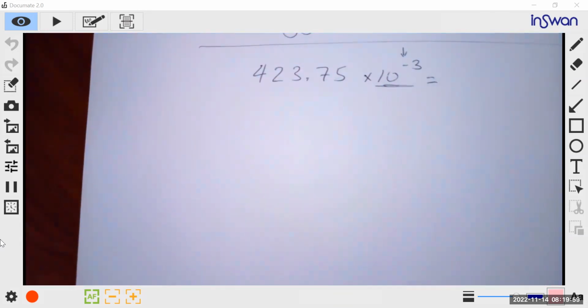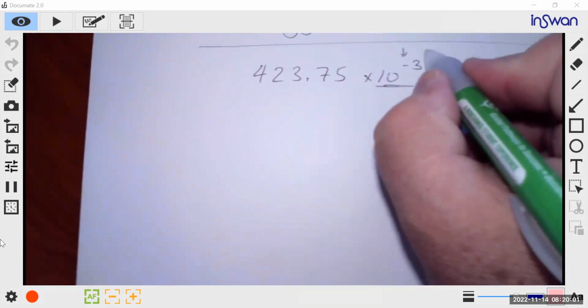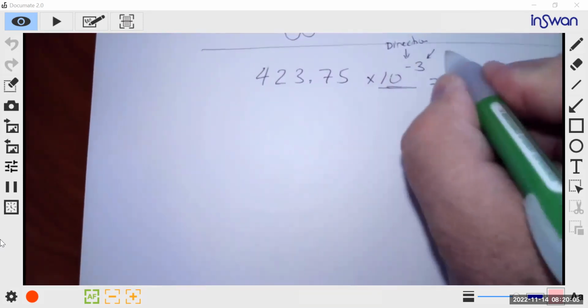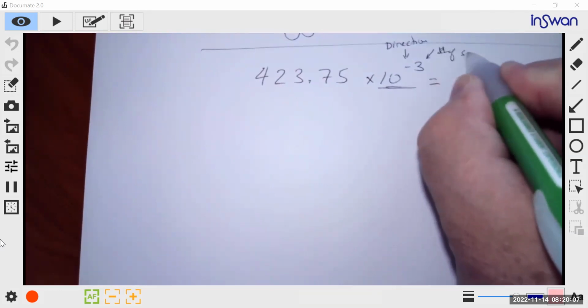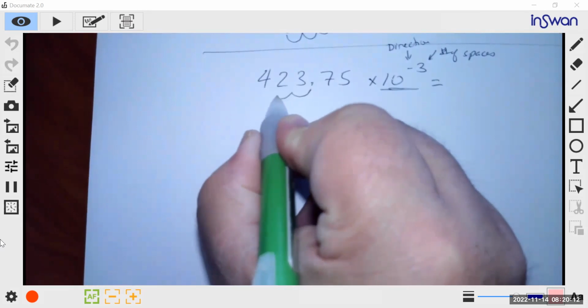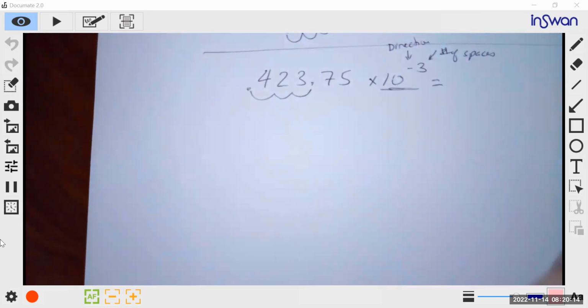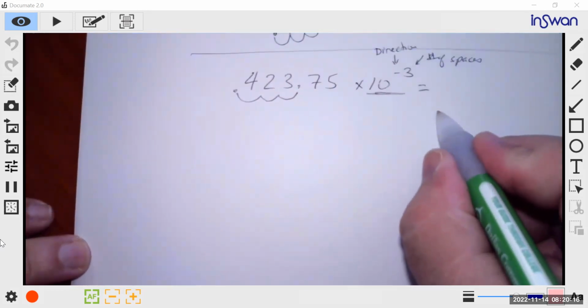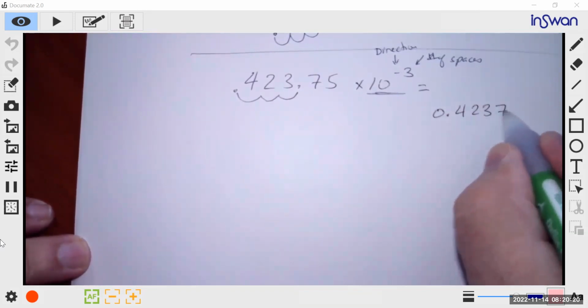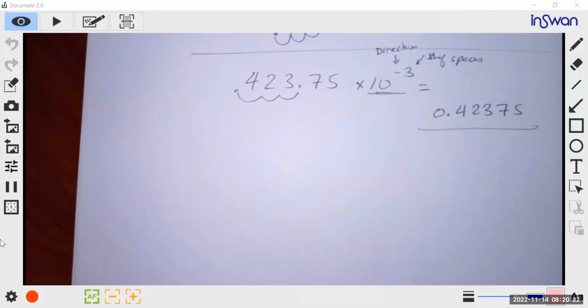How many spaces? 3. This tells you the direction. This tells you the number of spaces. So from here, I move it 3 to the left. 1, 2, 3. So my final answer is 0.42375. There's my final answer.